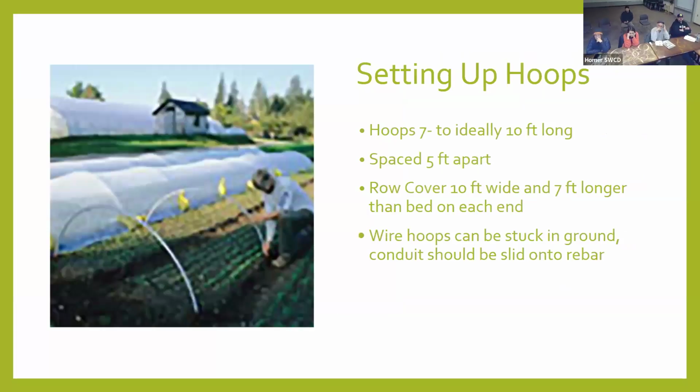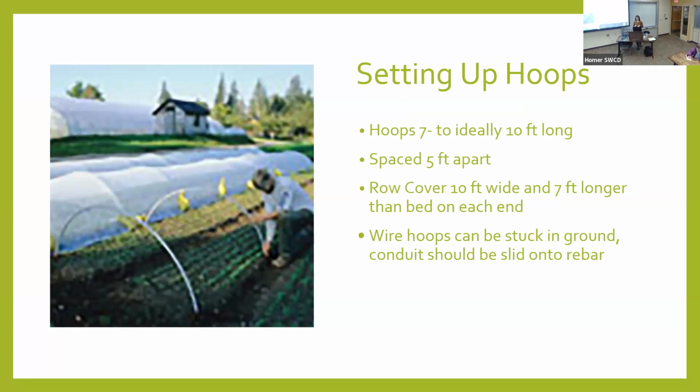So setting up your hoops, 7 to ideally 10-foot long hoops will span a 30-inch bed and be about 3 feet off the ground. So I like 10 feet. I think that gives you the most wiggle room for being able to stab it into the ground enough that it's sturdy. 5-foot spacing is a good starting point, but again, if you're in a really windy location, you might want to shrink that up a little bit. But in my experience, 5 feet is pretty good.